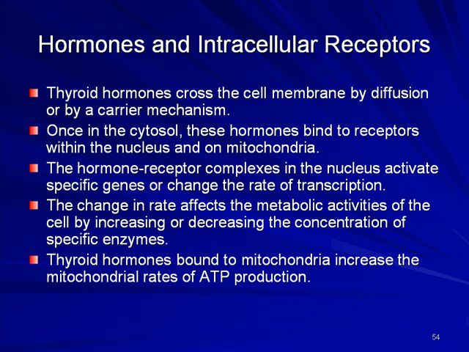Thyroid hormones can also cross the cell membrane by diffusion or by a carrier mechanism, similar to what we talked about in AMP Part 1. Once inside the cytosol, the hormones will bind to specific receptors within the nucleus or, in some cases, on the mitochondria and carry out their effect. These are considered to be intracellular types of receptors.